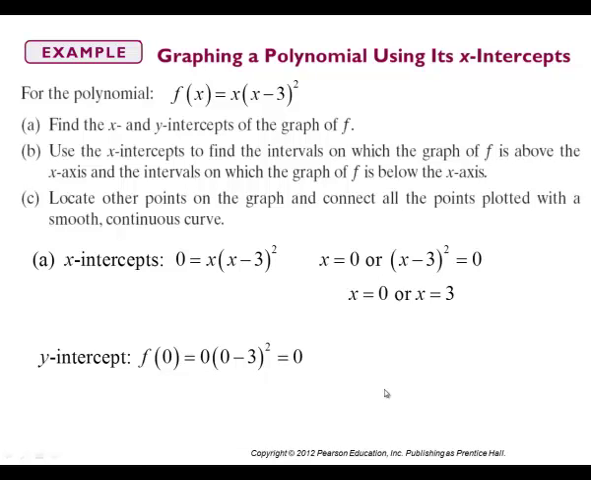The y-intercept, that's easy. You just put 0 in for x. Well, this is going to be 0 times all of this. 0 times anything is still going to give you 0. So anytime you have an x-intercept that's 0, you're going to have a y-intercept that's 0. Okay, so that's kind of an easy thing to remember.